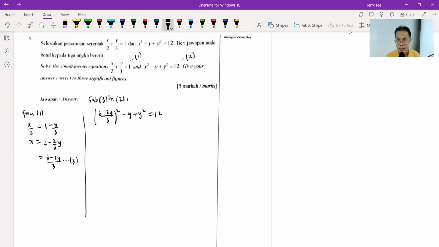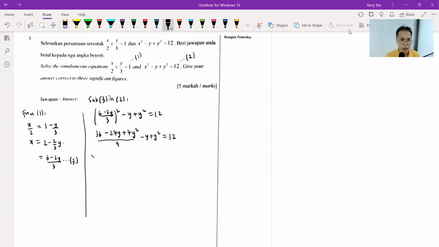So when I expand this, please expand top and bottom separately. 6 squared is 36. 2 times 6 is 12, 12 times 2, 24y. 2y, if I square it, is positive 4y squared. However, the 3, I square it, I get 9. Yeah, I have a 9 here. Minus y plus y squared equals 12.